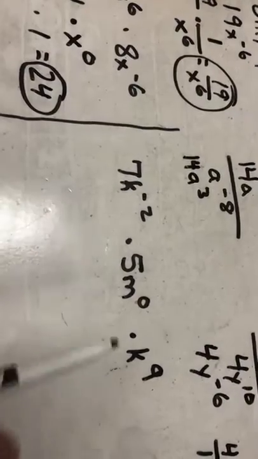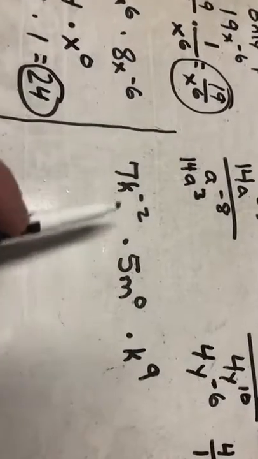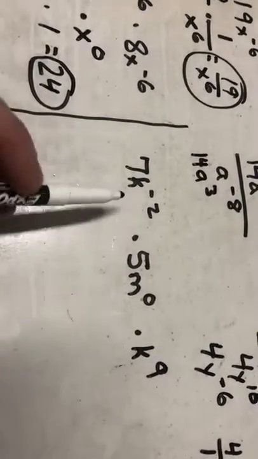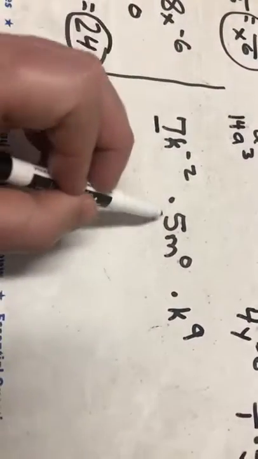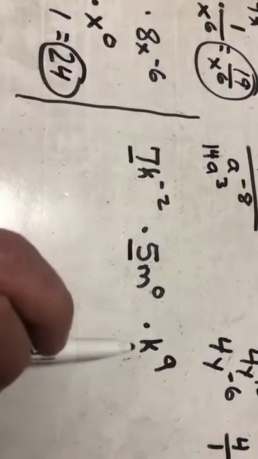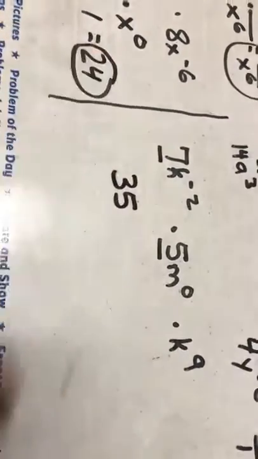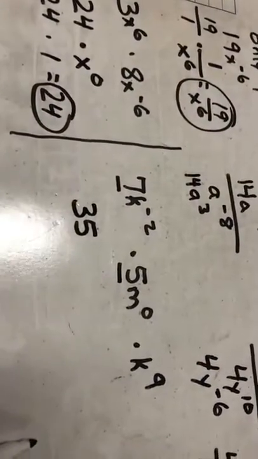All right, well, there's a whole lot of things going on here. First off, what I want to do is look at my whole numbers. I see 7 and 5. Well, I know what 7 times 5 is. There's no whole number here, just 1. 7 times 5 is 35, so that can be part of my answer.